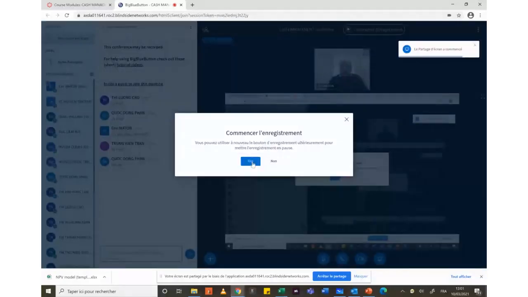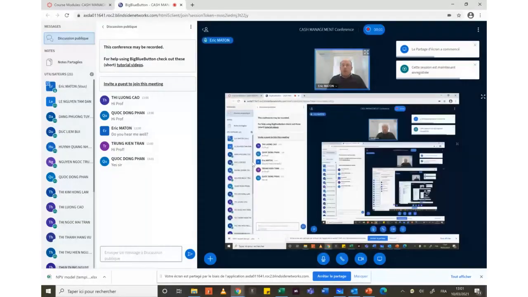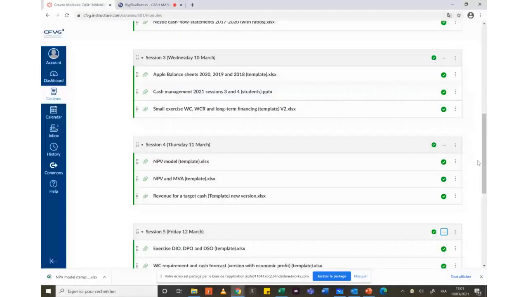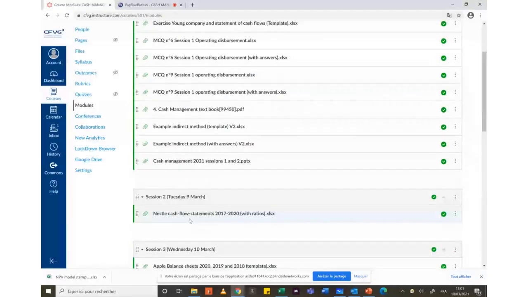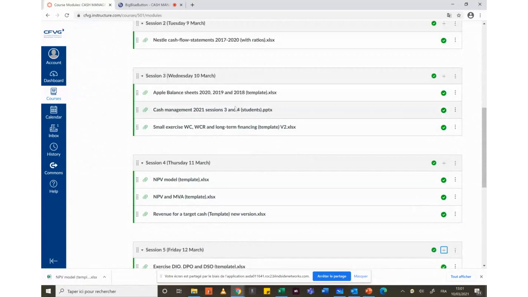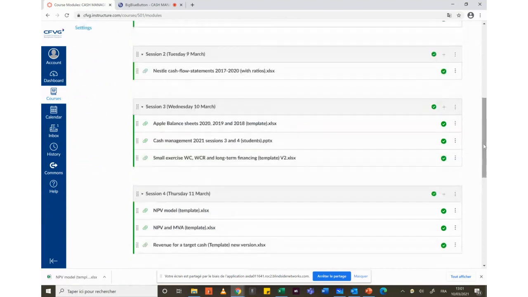So today we start new slides. It's finished with the statement of cash flows. If you want later, I can give you the answers to the calculation of Nestlé cash flow statement. I put some ratios and I can give you the correction with the calculation of the ratios. But today we start with a slide of the session 3 and 4 because we have many things to see. So I prefer to start the new section.